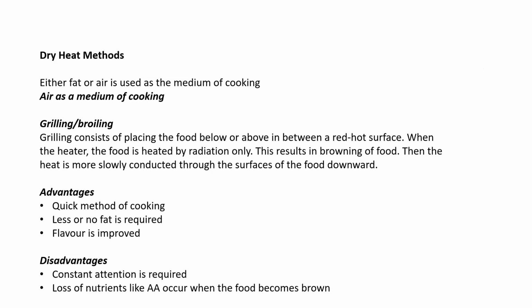Now next is the dry heat method, where either fat or air is used as a medium of cooking. The first one is air as a medium of cooking. The first cooking method that comes under this is grilling or broiling. Grilling consists of placing the food below, above, or in between a red hot surface. The food is heated by radiation only, which results in browning of the food. Then the heat is more slowly conducted through the surface of the food downward.